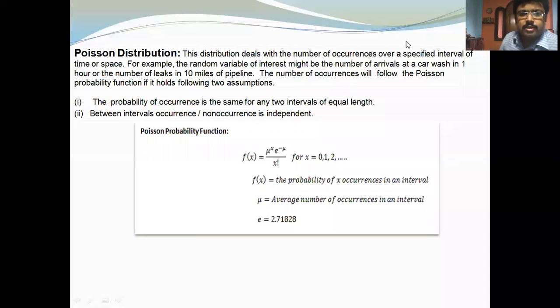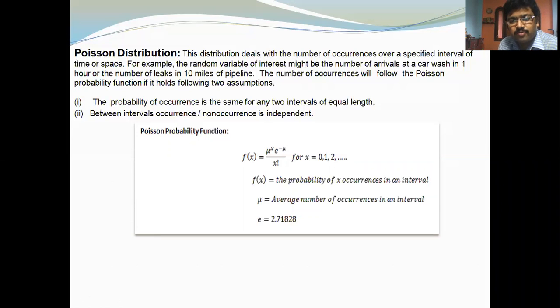The assumptions are: the probability of occurrence is the same for any two intervals of equal length. Between intervals, occurrence or non-occurrence is independent. So there are two assumptions. One is that the probability of occurrence is the same for any two intervals of equal length.